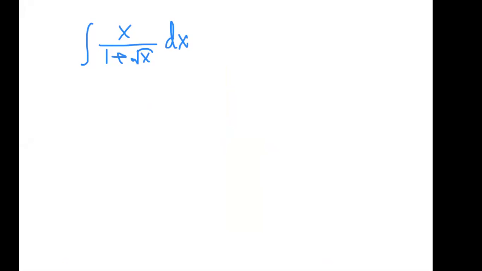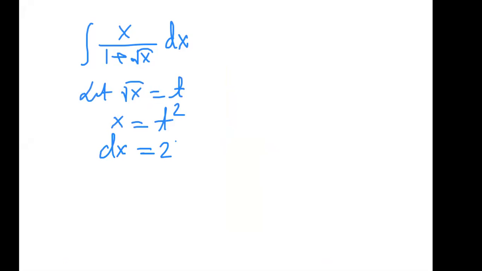See, this is a good question and it's very easy also. Let root x equal t. That means x will be equal to t square. dx will be equal to 2t dt. So it will become integral, 1 plus t, x will be equal to t square, dx will be equal to 2t dt.